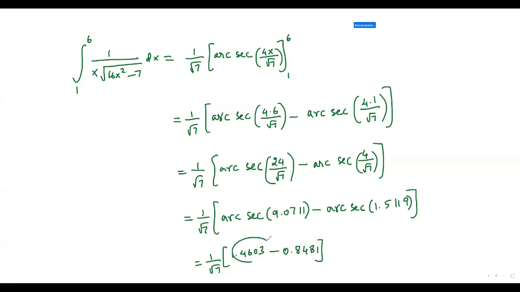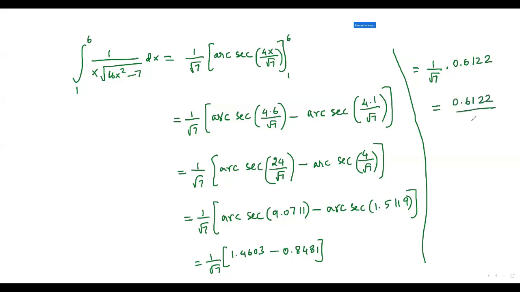Now we have to simplify this one. That is, we have to subtract this value from this one. So when I do so, let me continue over here. I am getting 1 over square root of 7 times, when I simplify this, 0.6122. So 1 times 0.6122 is 0.6122 divided by square root of 7. When I divide this value 0.6122 by square root of 7, again I'm getting a very long decimal value, but according to the instruction in the question, we have to round it to 3 decimal places. When I round that value to 3 decimal places, I am getting 0.231. So the evaluation of the given definite integral is 0.231.